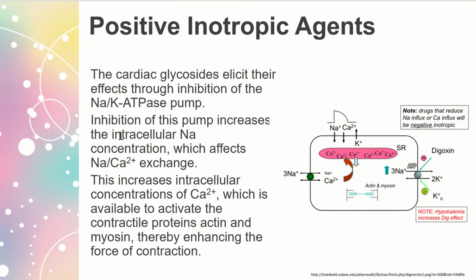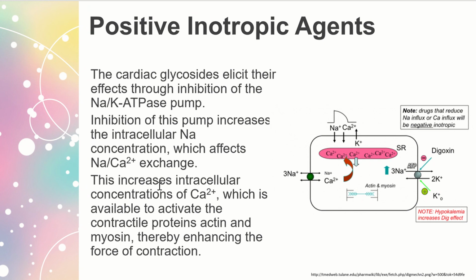Inhibition of this pump increases the intracellular sodium. So this is a cardiac glycoside here, and inhibition of it causes the intracellular sodium concentration to increase, which affects the sodium calcium exchange over here. And so this increases intracellular concentrations of calcium, which is available to activate the contractile proteins actin and myosin. So, we can go back to the previous slides where we mentioned the importance of calcium and how via a series of biochemical cascades result in either contraction or relaxation of the muscle.